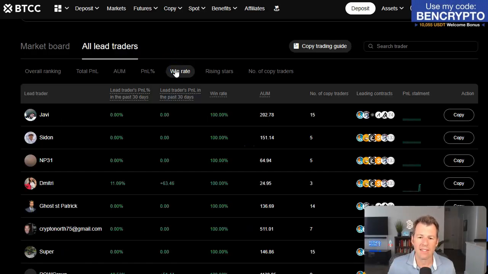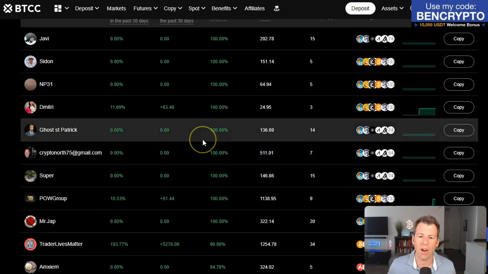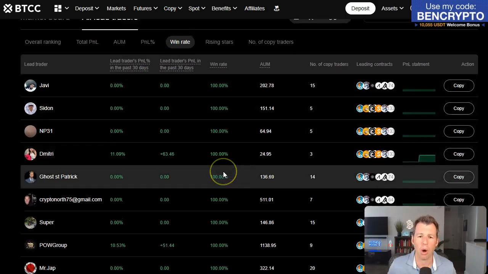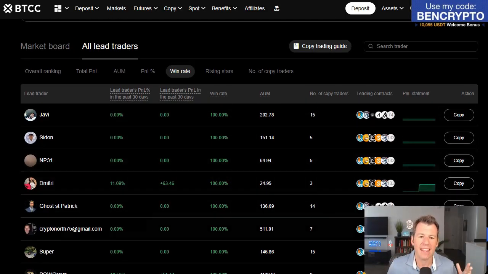Then win rates, that's the amount of trades that are profitable versus not profitable. So you can see a lot of these people have 100% win rates, but they probably only have like 3 or 4 trades that they've logged so far because their portfolios are kind of small. So in those categories, there's not quite that much information that I can glean.